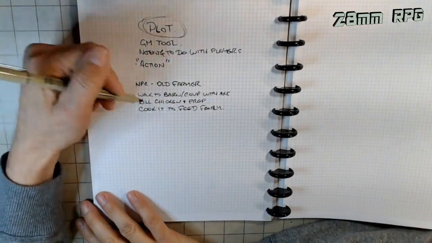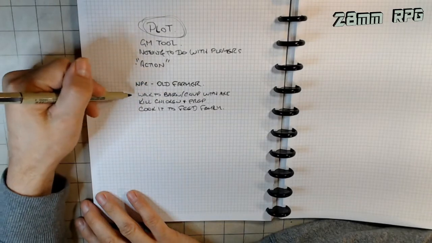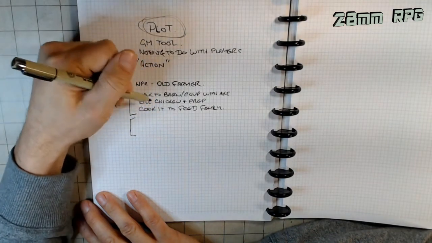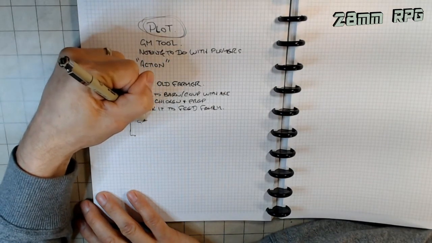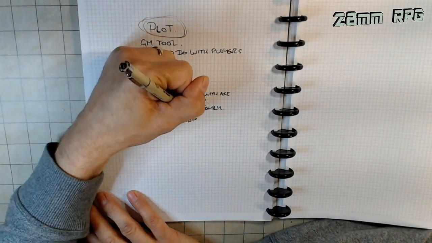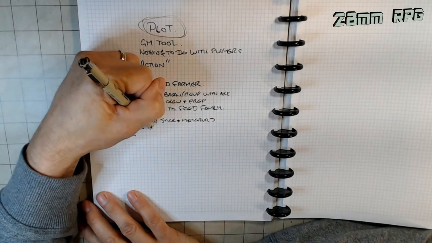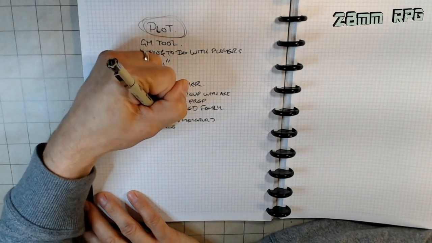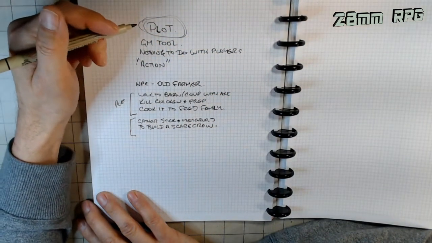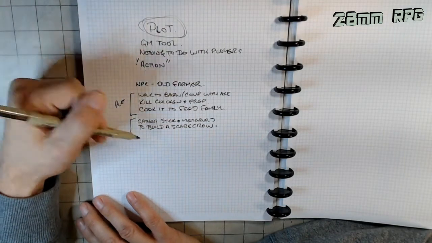So the old farmer is going to go ahead and do this. And we'll say, after this action, this plot, the next plot is going to be the farmer will gather sticks and materials to build a scarecrow in order to protect his fields. Alrighty, and that's going to be another plot.